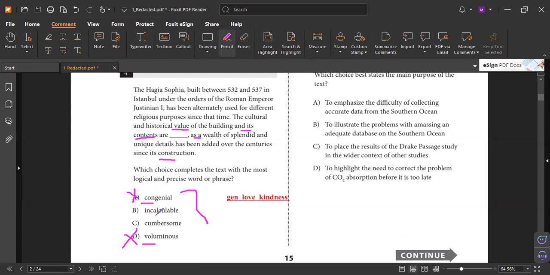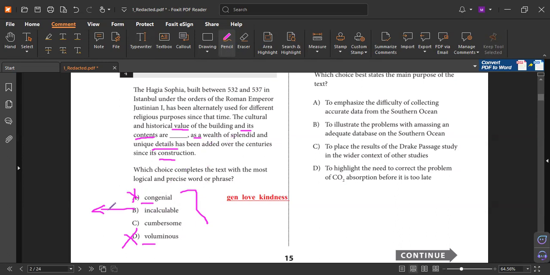Now, incalculable. What does incalculable mean here? It means something you cannot count because it's a wealth of details. You know, a wealth, it has a lot of details. So you cannot count it. Something has too much of something. Do you imagine? Do you catch it? Yes, yes.